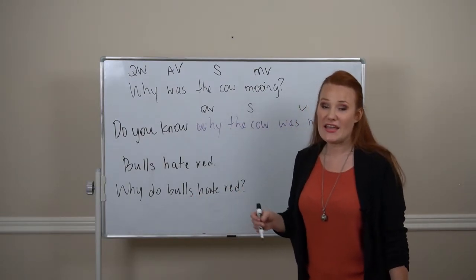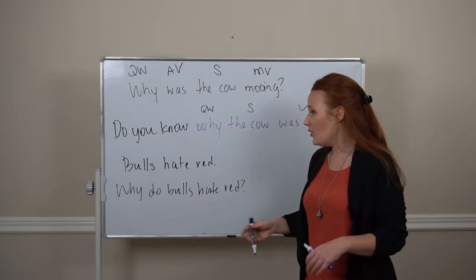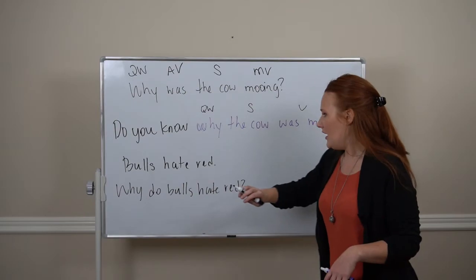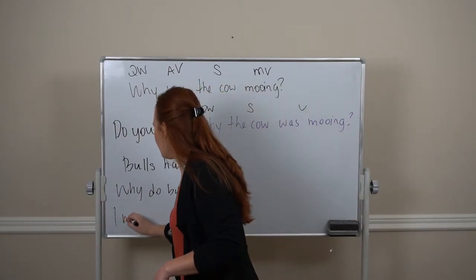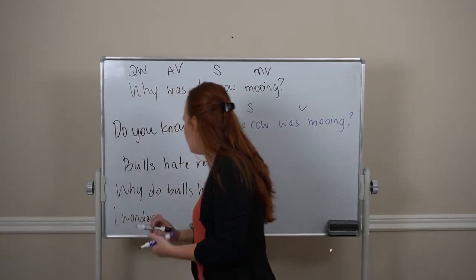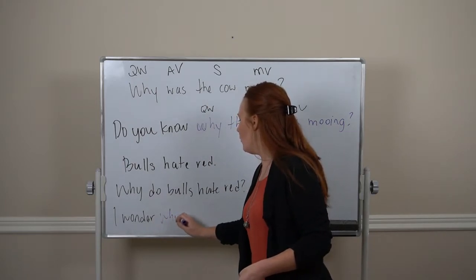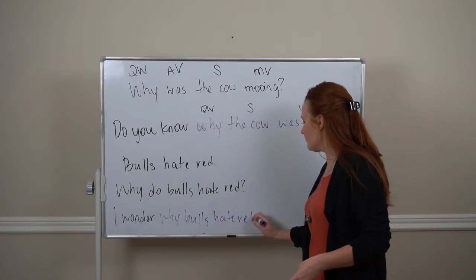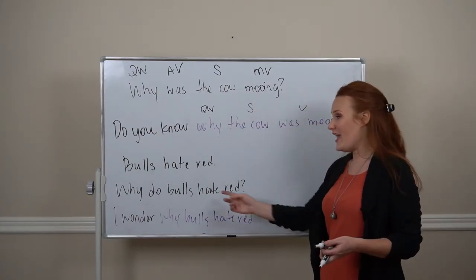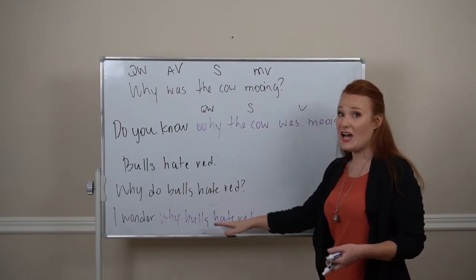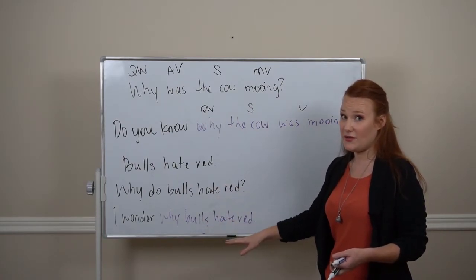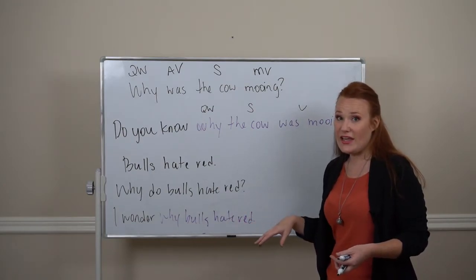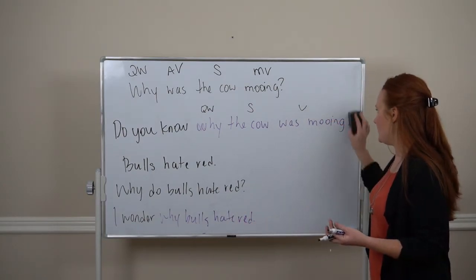So when we're making an embedded question, we don't want that extra auxiliary verb. I could say, I wonder why bulls hate red. And that auxiliary verb that we added for the question form is not present here in our embedded question. So be a little careful with present simple and past simple. Let me show you another example.